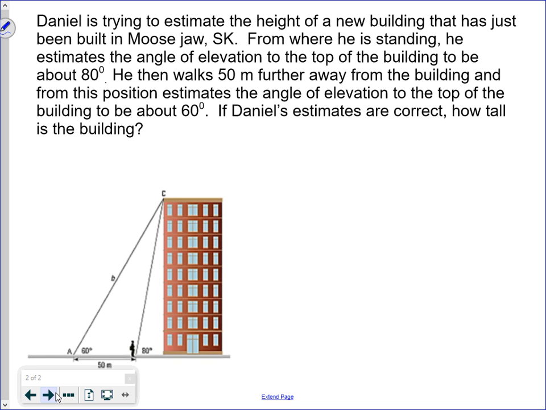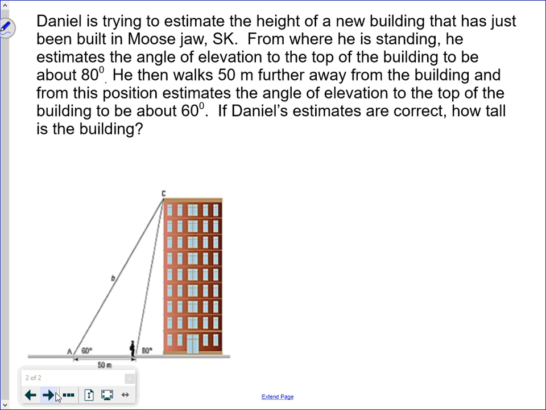From where he is standing, he estimates the angle of elevation to the top of the building to be about 80 degrees. He then walks 50 meters further away from the building, and from this position estimates the angle of elevation to the top of the building to be about 60 degrees. If Daniel's estimations are correct, how tall is the building?